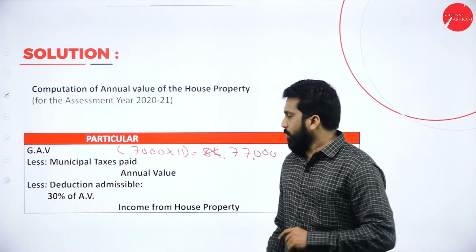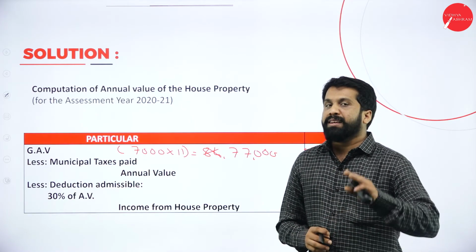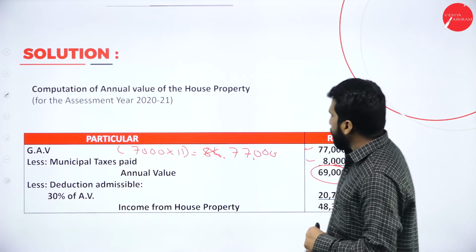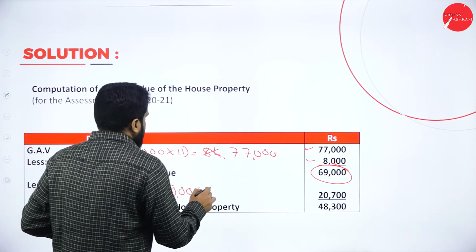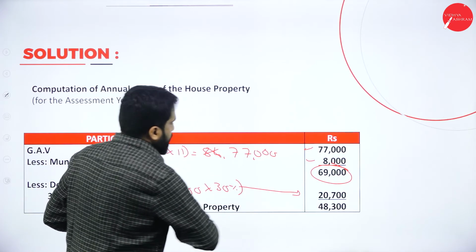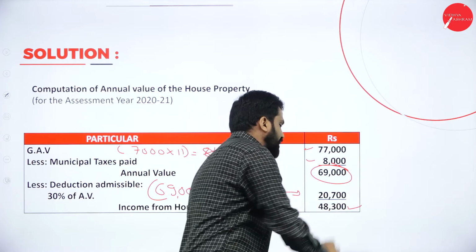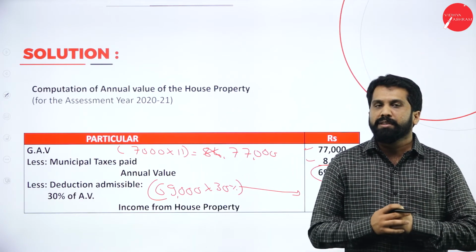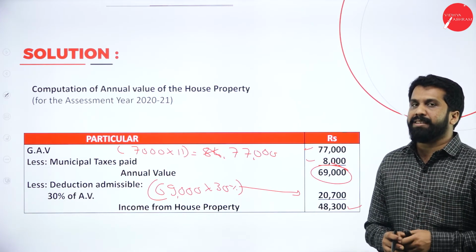So, you have to find out what is the income from house property. What is the deduction? 30%. It is a standard deduction. Now, from 69,000 multiplied with 30%, how much will it be? 20,700. If you deduct, you will get 48,300 as your final answer. Any doubt? No doubt. So this is all about problem number 3 of the session.